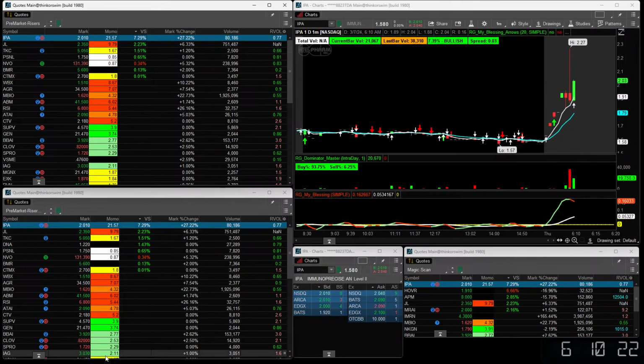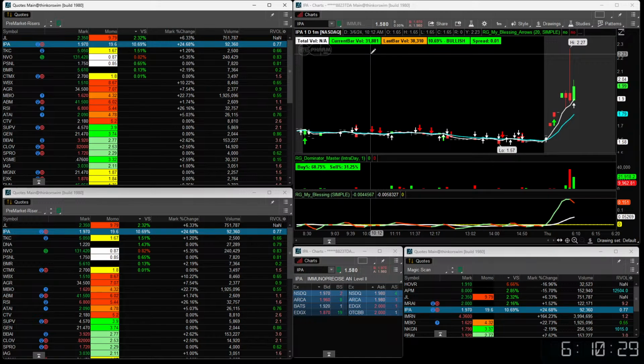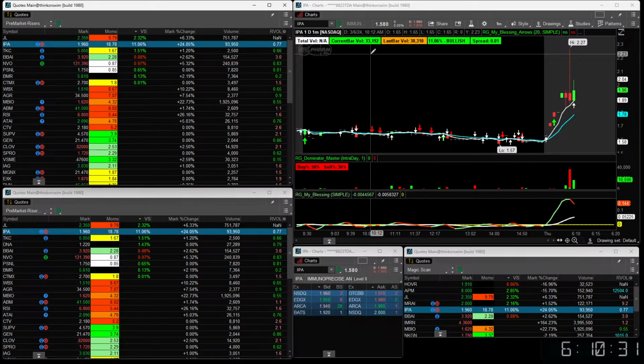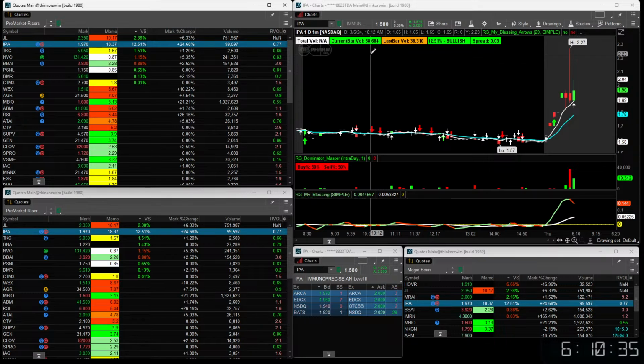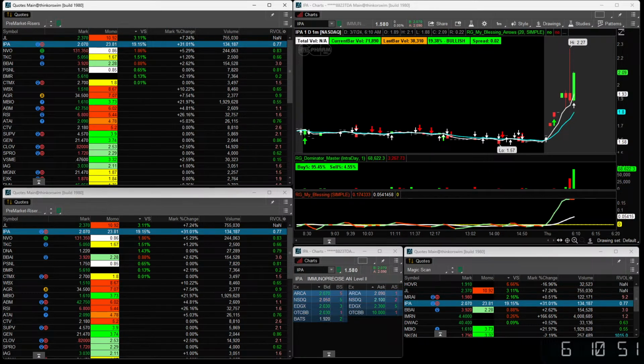IPA moving up. Looking at the volume, we have nice volume flow. This is what I'm talking about. Nice run up.